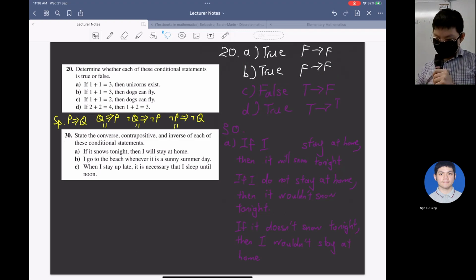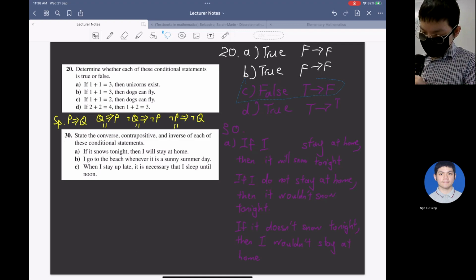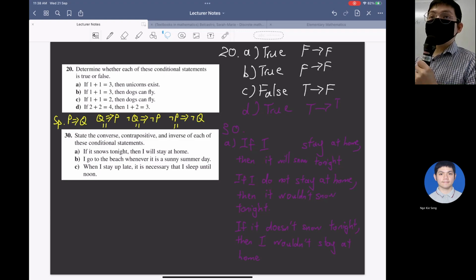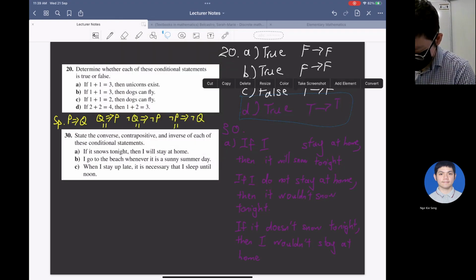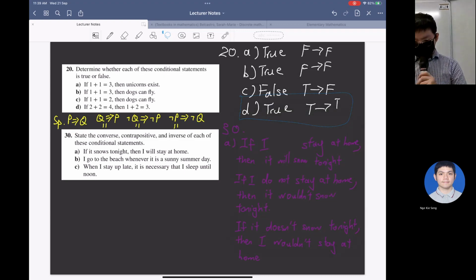False. Why? Because dogs can't fly. And then true implies false is false. Next. Okay, it's true because 1 plus 2 is equal to 3. So I don't really care whether 2 plus 2 is 4 or not. Yeah, that's right. I only care that 1 plus 2 equals 3. Okay. Continue, next.